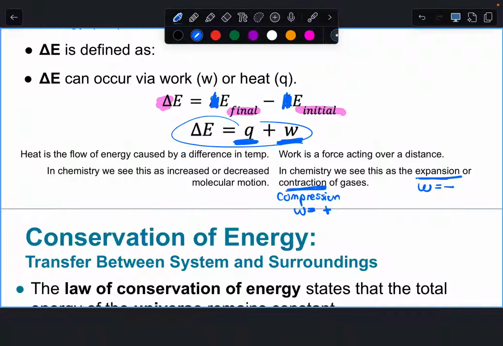And now we need an example of when Q is positive too. Okay, because that chart we had below, I'm not going to go back down there, but it was talking about when work equals negative and Q equals negative and then positives. So with Q being positive, that's just some reaction where you're going up in energy.